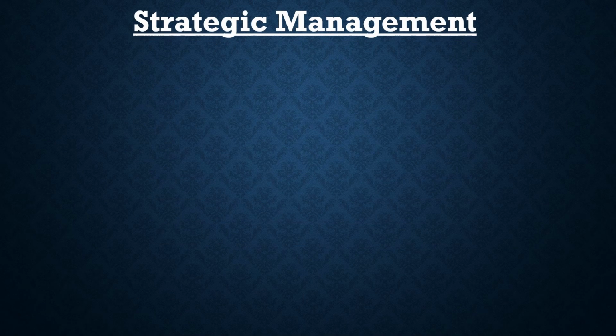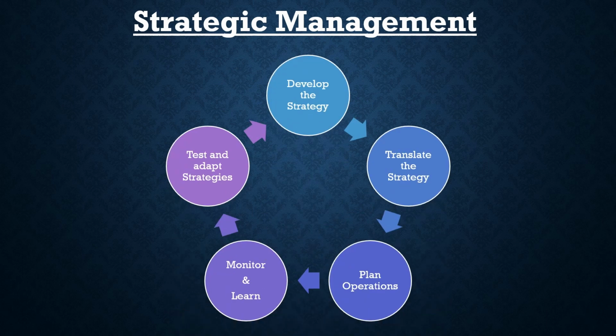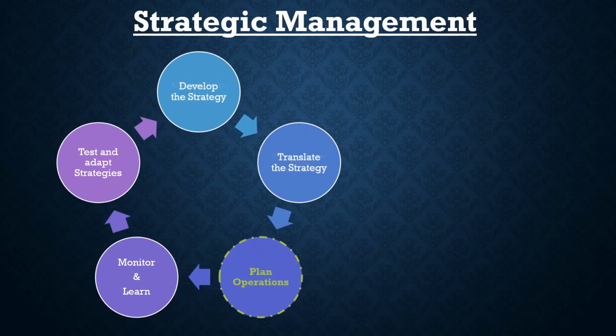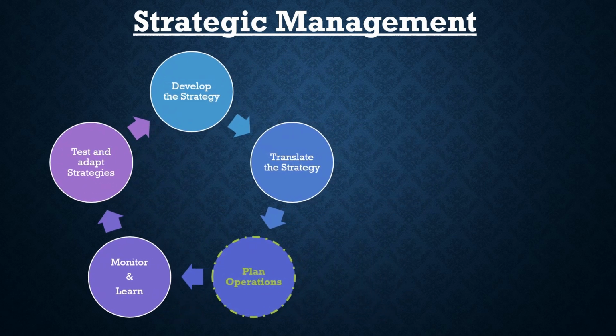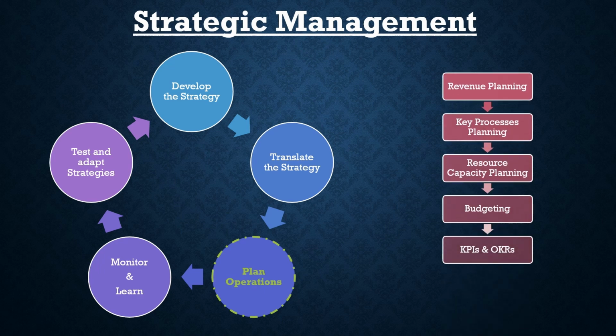Previously, in video number 1, we were introduced to an overall strategic management framework, and in the videos that followed, we took a deep dive into the first and second steps of that framework, namely developing and translating the strategy. In this video, we continue our discussion around the third step, namely planning operations. Here, we will assess the first technique in planning operations, namely compiling our revenue plan.